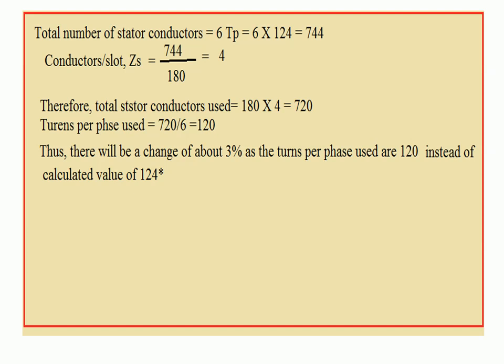Therefore, total stator conductors should be equal to 180 into 4. We are going to get around 720. Hence, turns per phase used equal to total stator conductors 720 by 6, which is around 120. Hence, the actual first designed value is 124. Finally we are going to get 120. There will be a change of 3% in turns per phase used, 120 instead of 124. Give the comment and finish the problem.